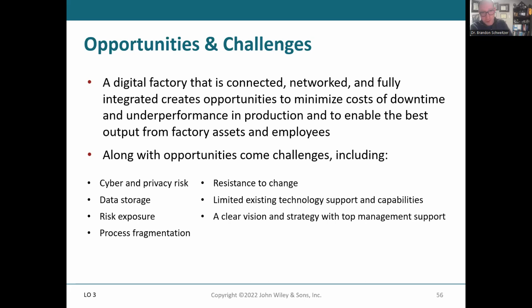But of course, what are the risks? Cyber and privacy, data storage, risk exposure, process fragmentation, resistance to change, limited existing technologies, and a clear vision. All of those are potential risks.